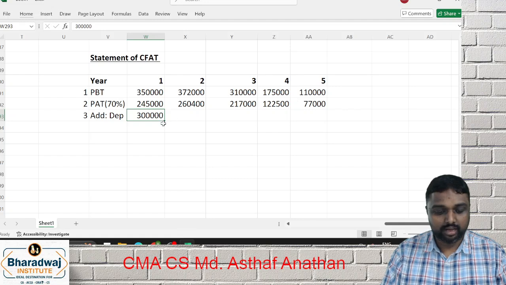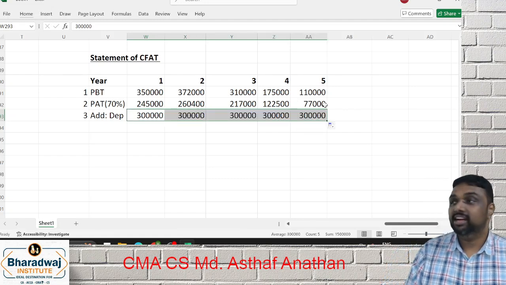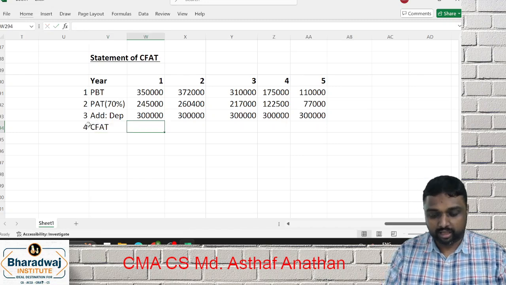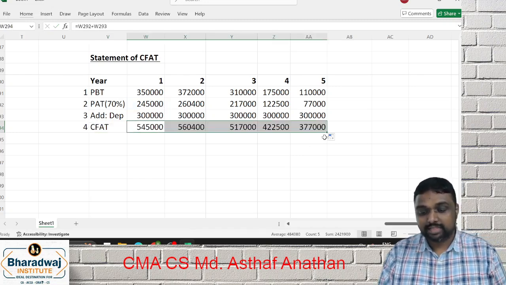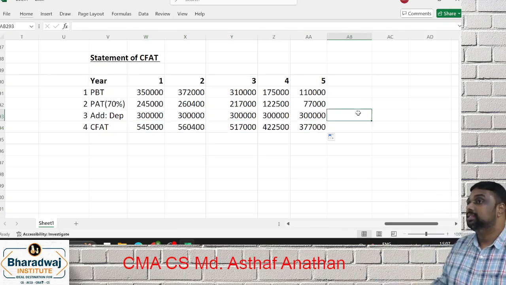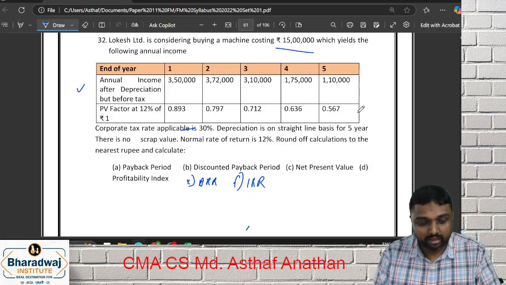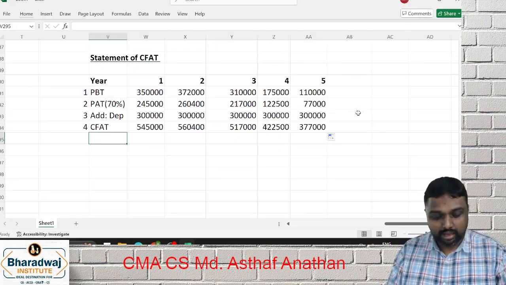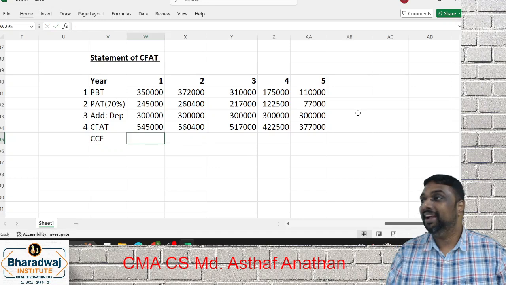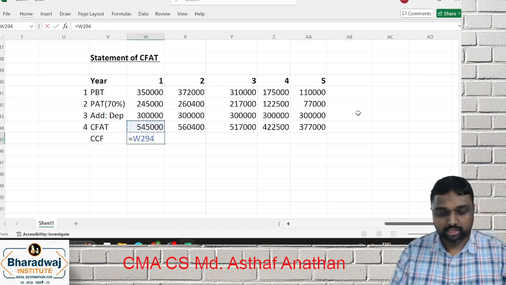So depreciation is SLM only, nothing mentioned, so every year the same amount. Then you will get CFAT. How interesting, my friends. They are not asking for CFAT, but holding the answers you require CFAT. So what are they asking first? First they are asking payback. I will do it here itself. So for payback, you have to do the cumulative cash flow. So we'll start, friends.